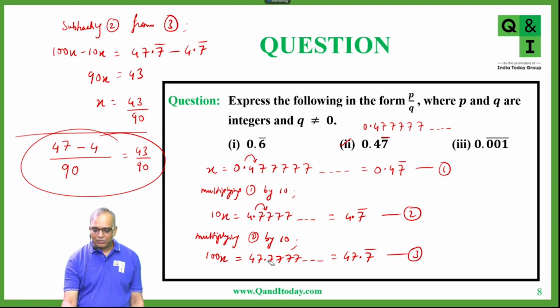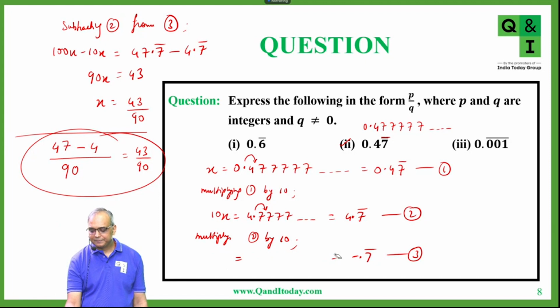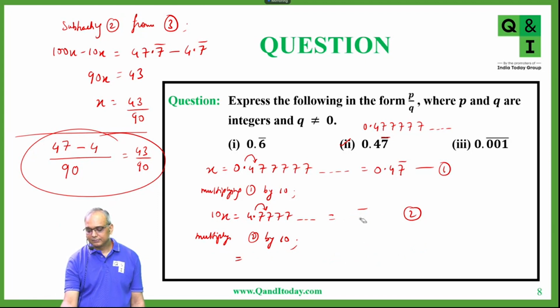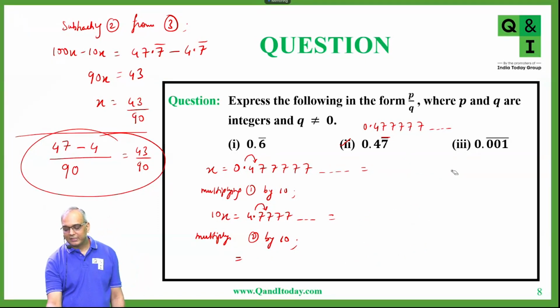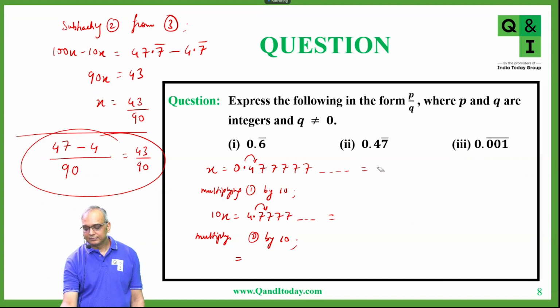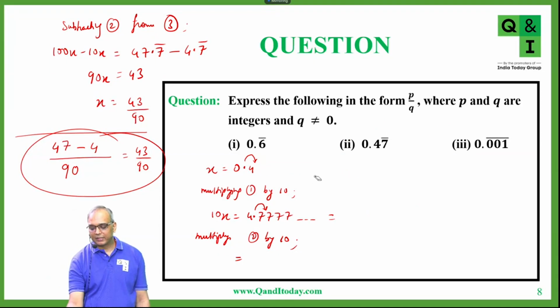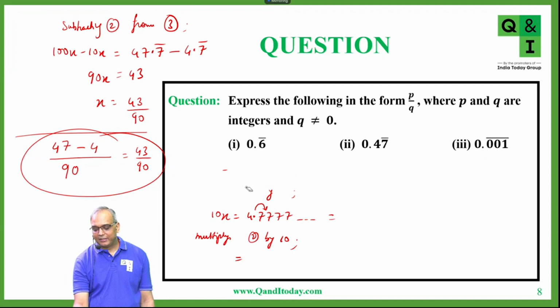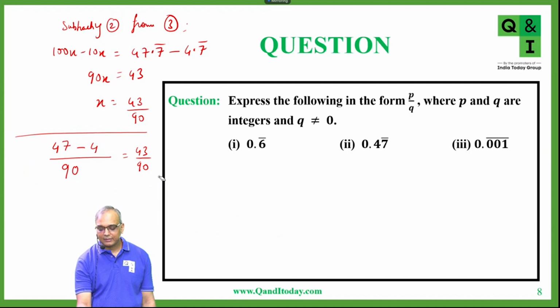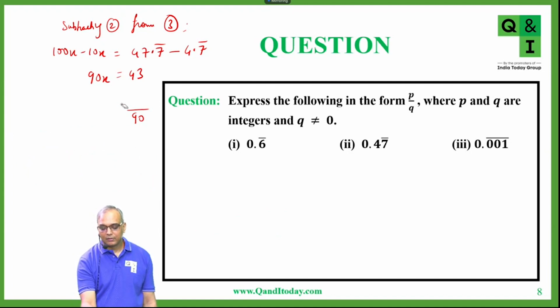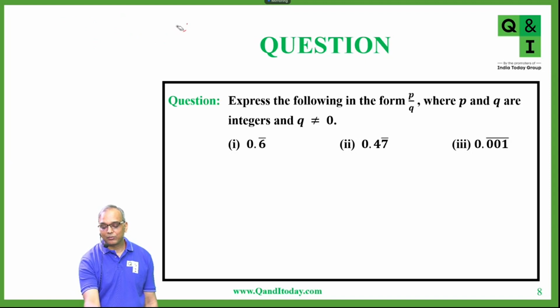So I'll rub this, students, and we'll do the third one quickly. 0.001 and bar over it. Attempt it and then let me know the answer. Till the time I'm rubbing, you can proceed with this question. What is the answer for the third part? 0.001 and bar over it.